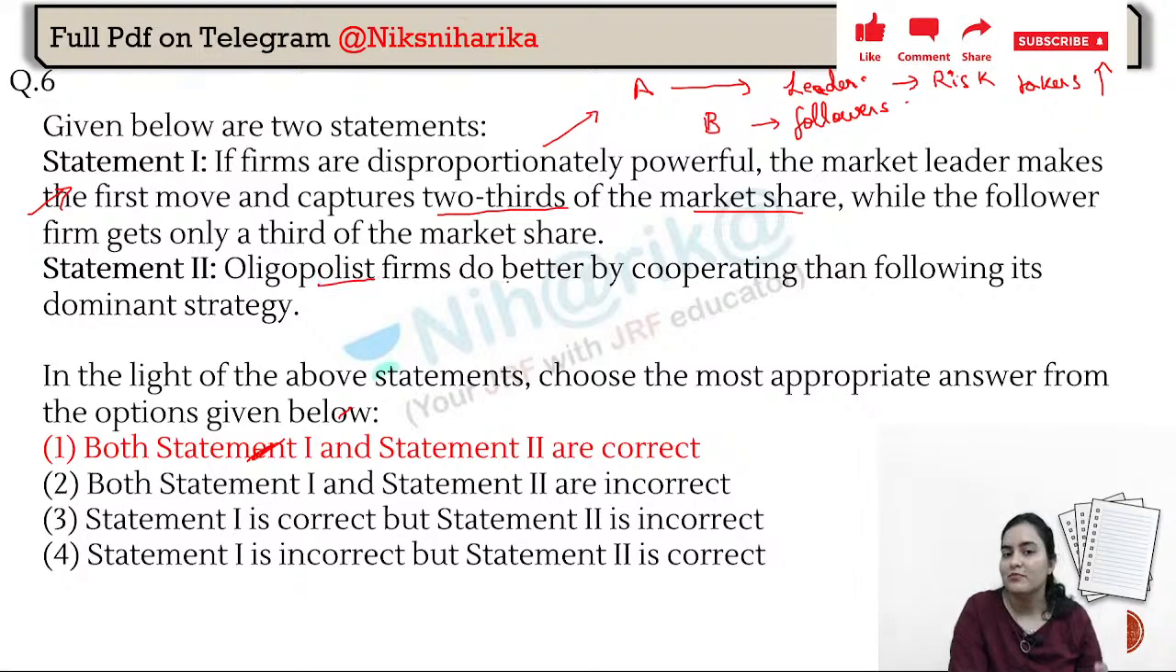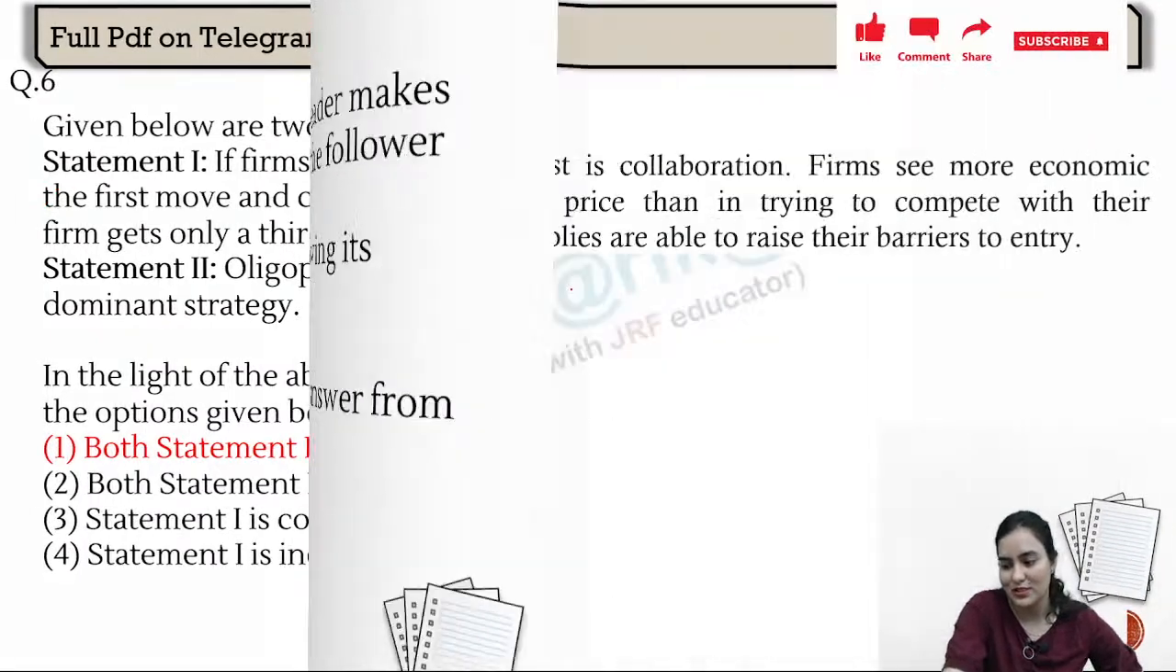Secondly, oligopolist firms do better by cooperating, that means working peacefully, cooperating, agreeing with each other, than following their dominant strategy. If they are like, no, I will put this price, you do whatever you want, like Pepsi, if it does like that, or Jet Airways, if it does like this, then it will not perform so much better in the long run. Remember, if we want to go long, we should go together. If we want to cover a longer journey, then we should go together. That's why this statement also fits best.